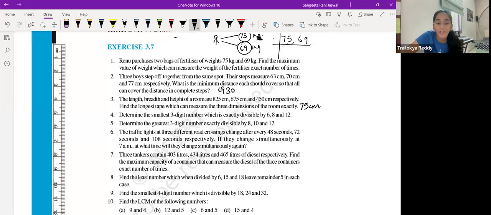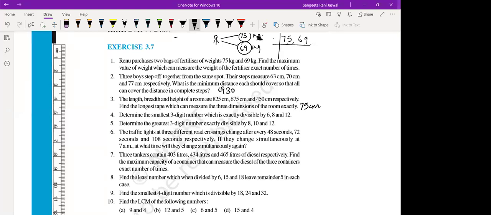Ma'am, I got 75. 75. Okay, so that's a measuring tape, so it will be 75 centimeters. Right? Okay. Now see the next one, question number 4.